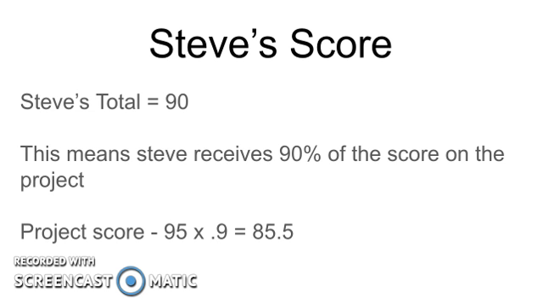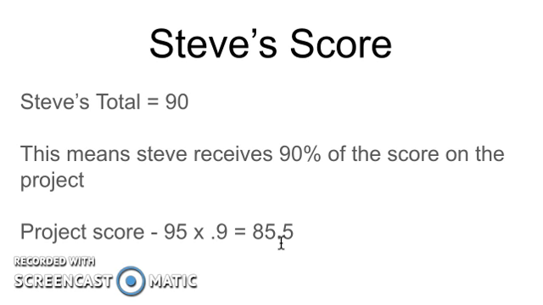And so in the end, let's say that after all of Steve's scores are totaled up from the other three members of the group, Steve has received a total of 90 points. And that means that Steve receives 90% of the score on the project. The project score, let's say it was 95, and we multiply that by 0.9 or 90%. That means Steve's going to get an 85.5. That's how the peer review works.